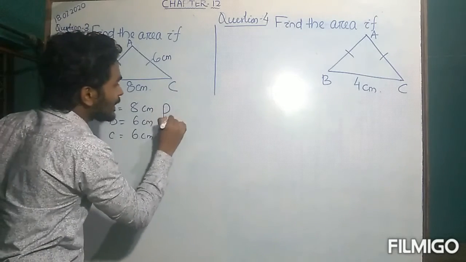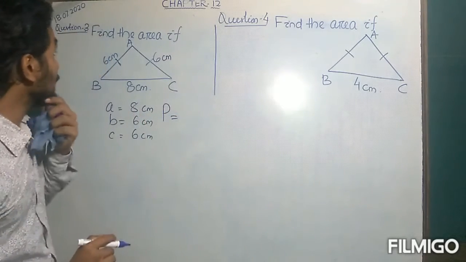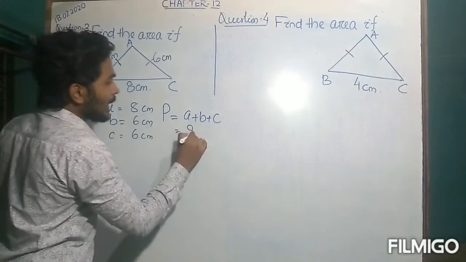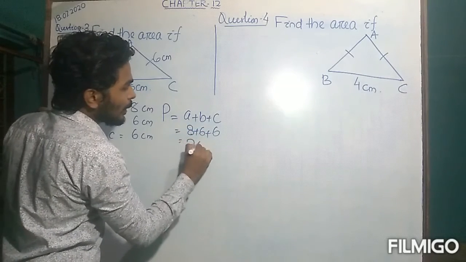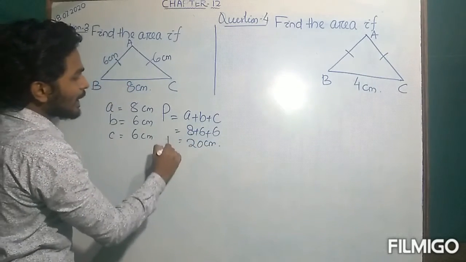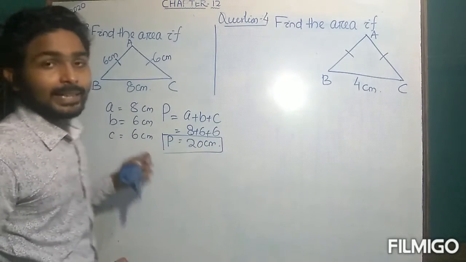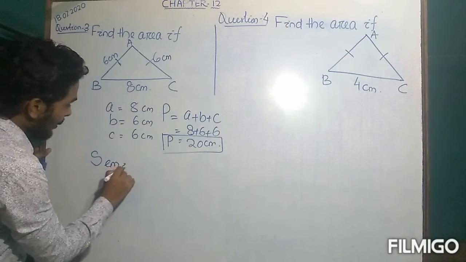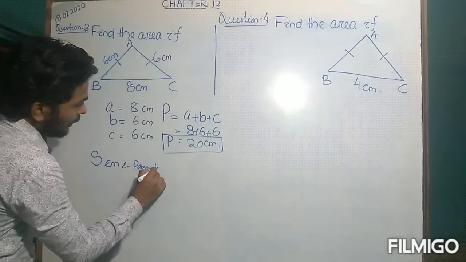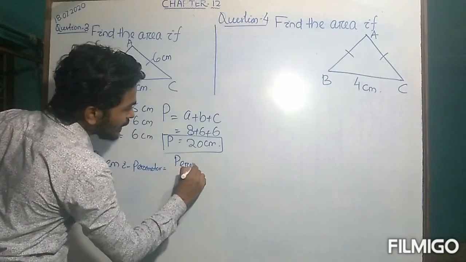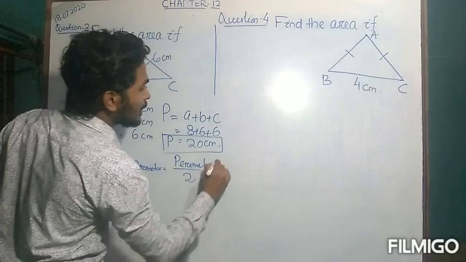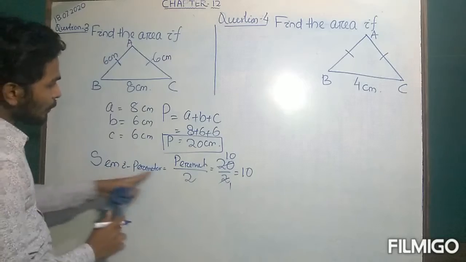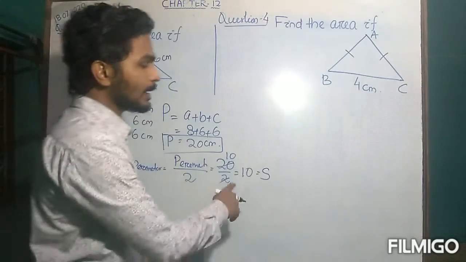Now find the perimeter P. I am writing just P for perimeter. Perimeter is equal to the sum of all the sides, that is A plus B plus C. So A plus B plus C is 20 centimeter. So this is our perimeter. Next we will find the semi-perimeter S. The formula of semi-perimeter is perimeter by 2. Perimeter is 20, divided by 2, that is 10. So we find that S is equal to 10 centimeter.